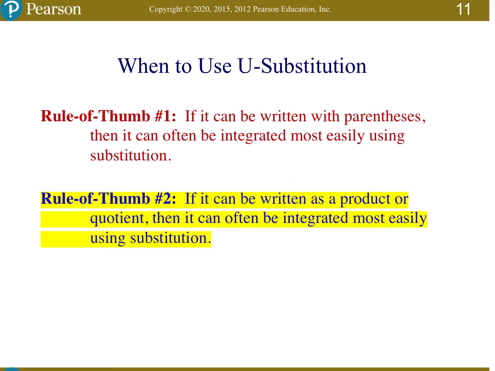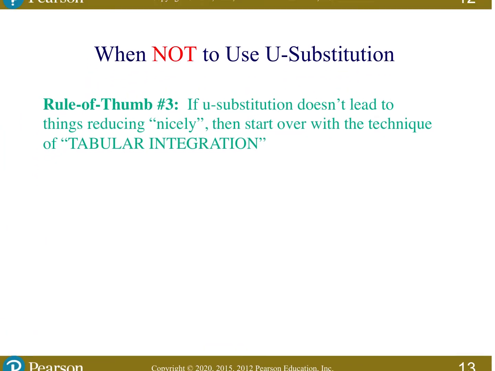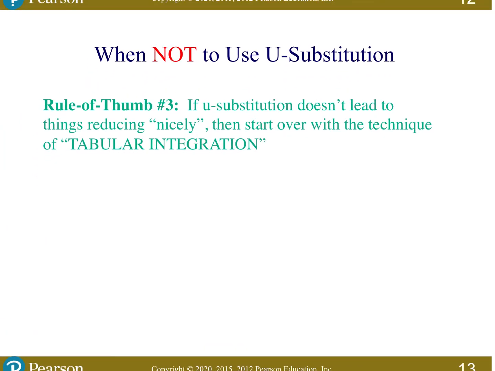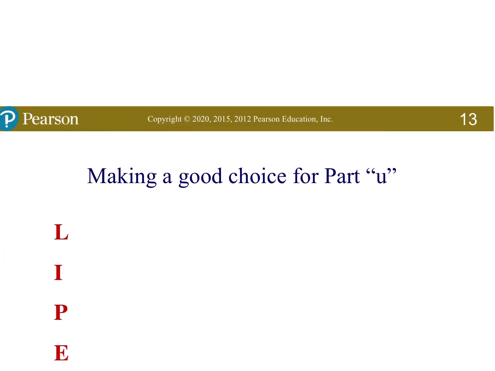So let's just quickly slide through our rules of thumb, okay? Tabular integration is great, but it only works in certain situations. So U substitution should always still be your first choice. If you can write it with parentheses, it's always a good idea to investigate whether the U substitution would be a good choice first, or if it can be written as a product. Only in the situations where you've tried those things, but you can't reduce it nicely, things don't all simplify well, then you try tabular integration.